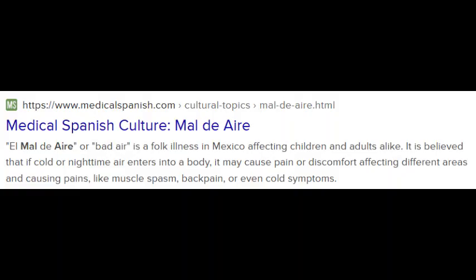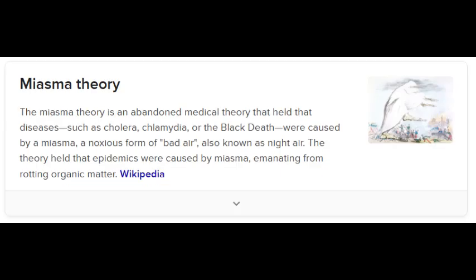Then we have el mal de aire, or bad air, or as they usually say it, mal aire, a folk illness in Mexico affecting children and adults alike. It is believed that if cold or nighttime air enters into a body, it may cause pain or discomfort affecting different areas and causing pains like muscle spasm, back pain, or even cold symptoms, say cough, headache, nausea, and vomiting. Then we have miasma theory, Wikipedia again, an abandoned medical theory that held that diseases such as cholera, chlamydia, or the Black Death were caused by a miasma or a noxious form of bad air, also known as night air. The theory held that epidemics were caused by miasma emanating from rotting organic matter.